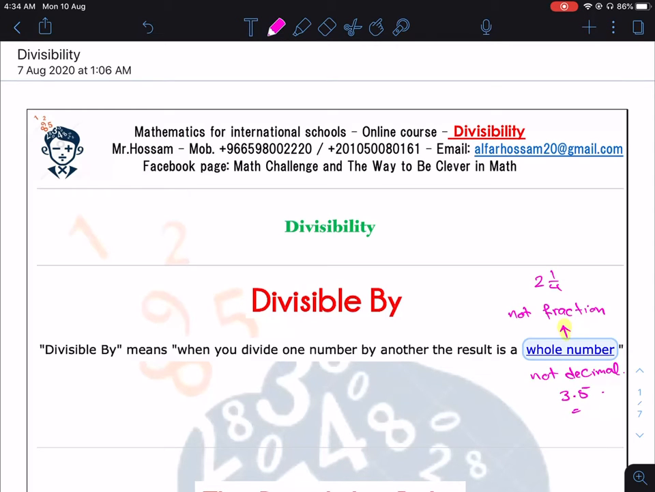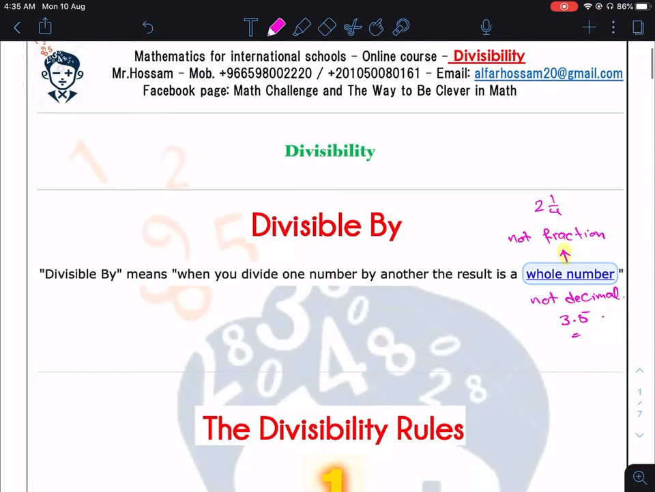Inshallah, our lesson today will be about divisibility. What do I mean by divisible by? Divisible by in math means that when you divide one number by another, the result is a whole number. Whole number means it's not a fraction, it's not a decimal.